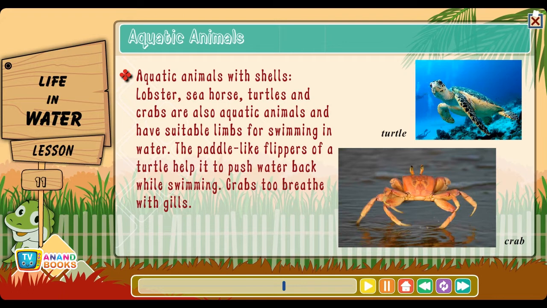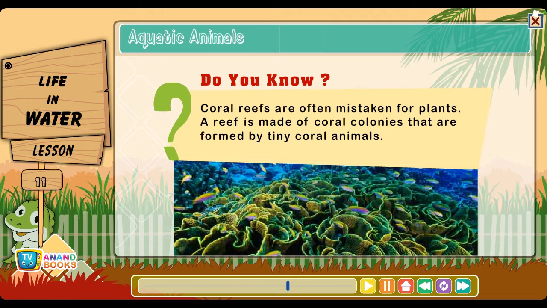Do you know? Coral reefs are often mistaken for plants. A reef is made of coral colonies that are formed by tiny coral animals.